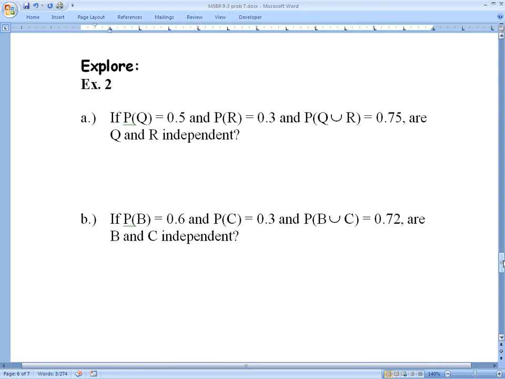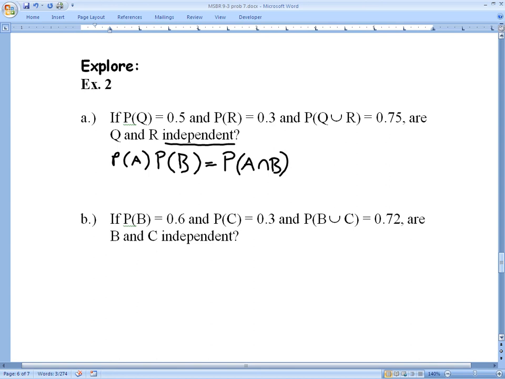Two other little problems here. We'll do at least one of them together. It says if the probability of Q is 0.5, the probability of R is 0.3, and we know the probability of Q or R is 0.75, are they independent? Well, I see independent, which makes me want to say I should use my independent formula. Now, it's not saying that they are independent. They're saying, are they independent? Well, I'm going to assume they are. I'm going to pretend they are. And the independent formula says the probability of A times the probability of B is equal to the probability of A and B.